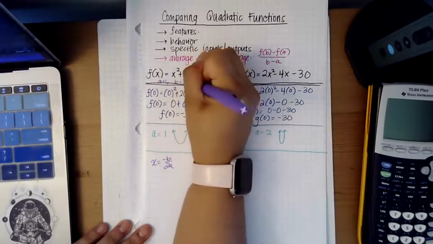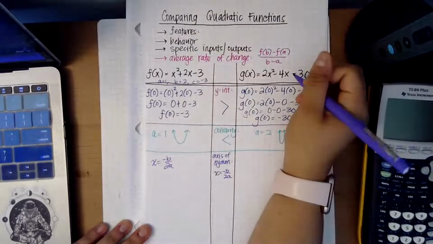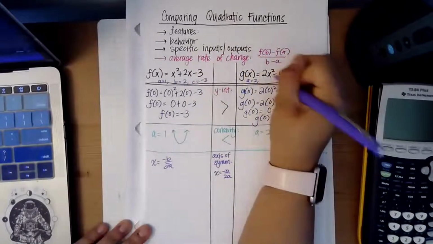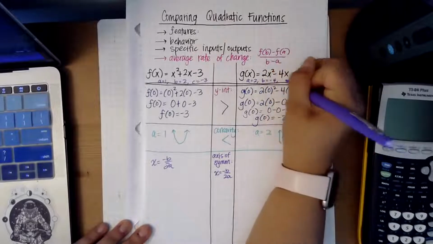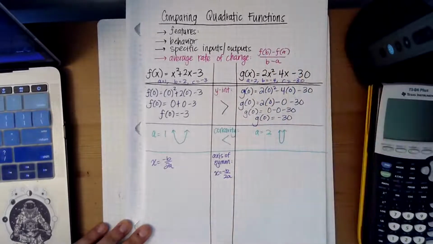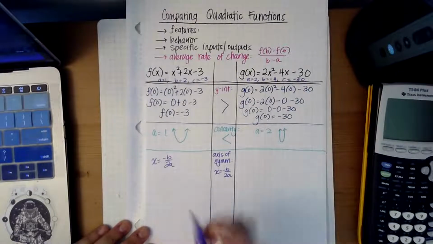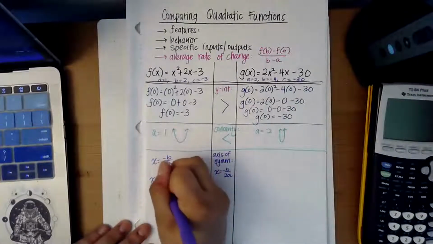B equals 2, C equals -3. I'm going to do the same thing over here: A equals 2, B equals -4, and C equals -30. So I'm going to go ahead and plug that in here. I have x equals -2.